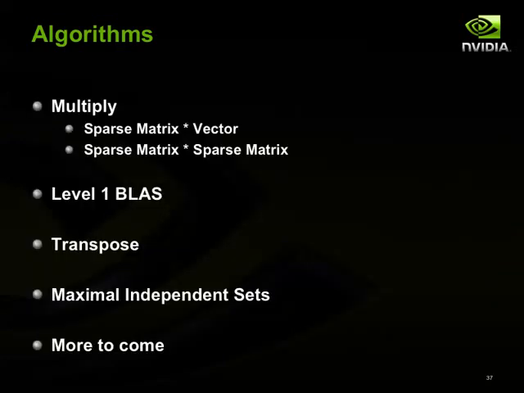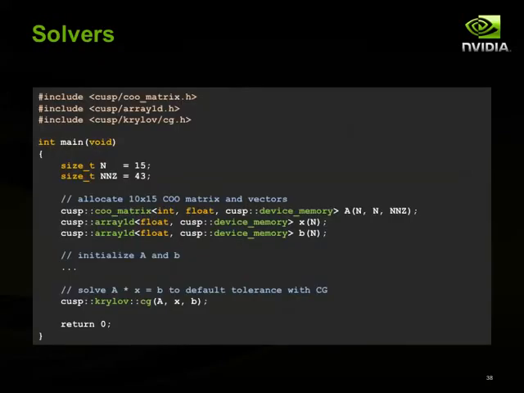So we have a few other algorithms. You can transpose a matrix, even a sparse matrix, which is nice to have. The only graph algorithm we have now computes a maximal independent set. We're also thinking of doing graph coloring and stuff like that, and graph partitioning in the future. Solvers, I showed you before the CG solver. This is just another example.